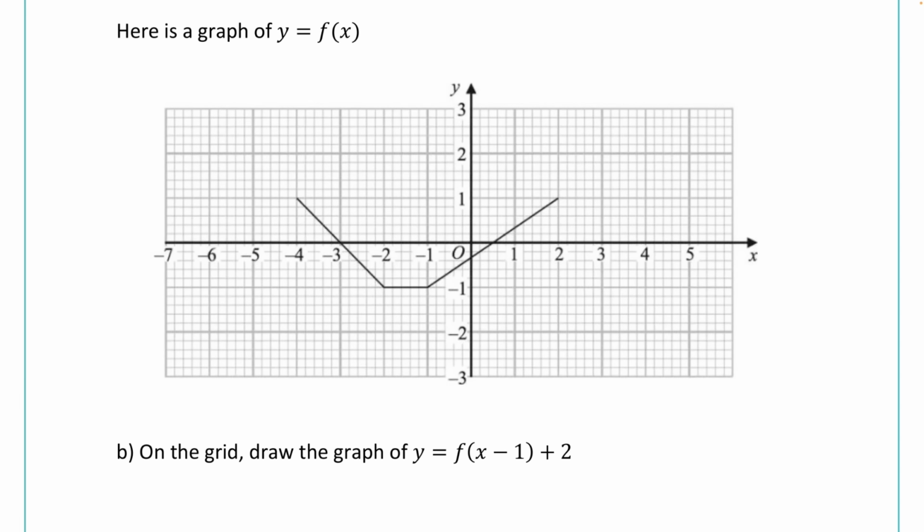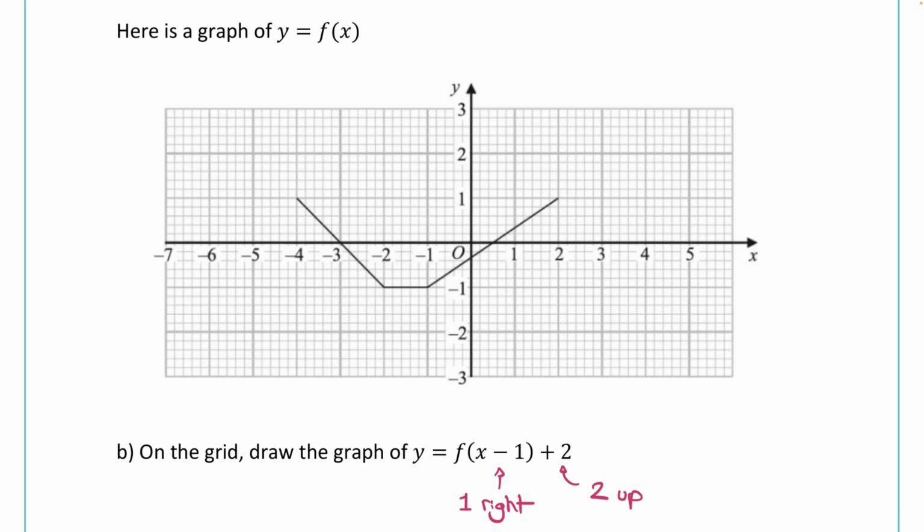Okay, for the next part of this question, we are looking at a graph transformation. So it says here's the graph of y equals f of x on the grid. Draw the graph of y equals f of x plus 1 in the brackets, and plus 2 outside the brackets. So inside the brackets affects the x coordinates, it moves left and right. This particular one, when it's in the brackets, it does the opposite. So this transformation moves it 1 to the right. And this transformation at the end moves it 2 up.